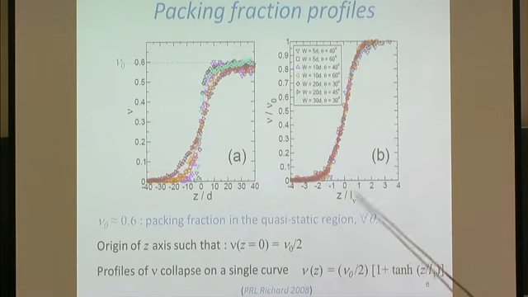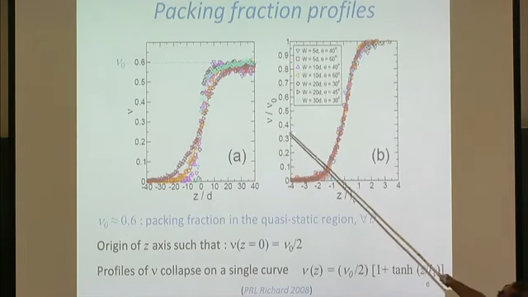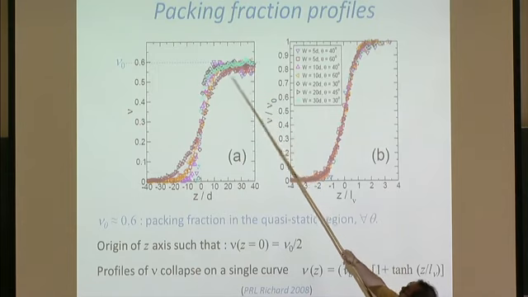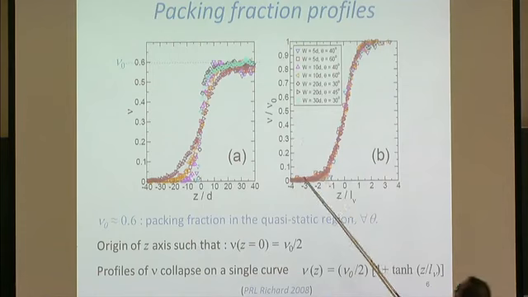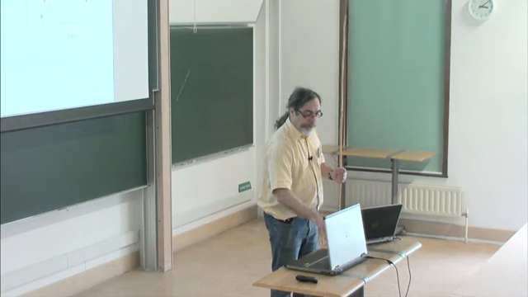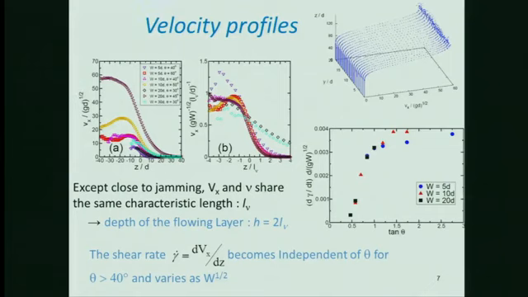So if you draw here the packing fraction divided by the maximum value, which is the same in any case, about 0.6, and you rescale by this characteristic length, all the curves collapse, all the profiles collapse. So it means that it is a characteristic of the flow. What is interesting is that this is the same scale as the one for the velocity.